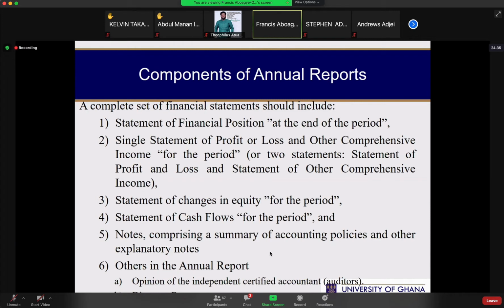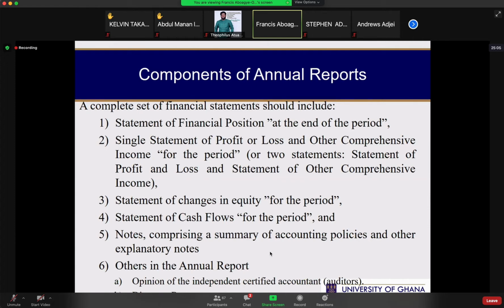Now, the first component, what we're referring to as the financial statements, a set of which should include the statement of financial position. If we have heard of the statement of financial position or the balance sheet, then that is what we're talking about. It is a positional statement, so it should be at the end of the period, say as at 31st December 2020.